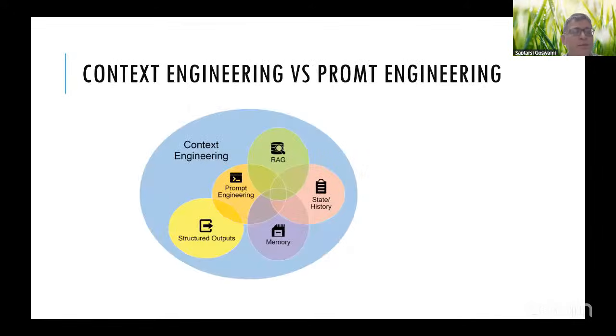And I would also like to take a moment and tell you that we hear the terms context engineering and prompt engineering.